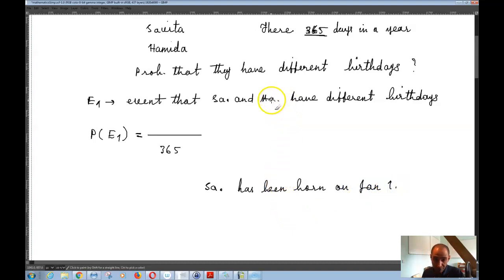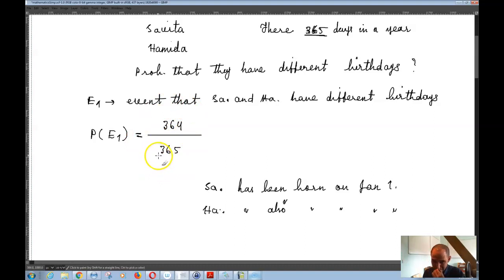Now if Hamida has also been born on January 1st, this is not favorable to this event, right? Except for that, any other day would be favorable to this event. That means that I can take all the 365 days of the year, and just subtract one from that, which means that I can take that as 364 divided by 365.